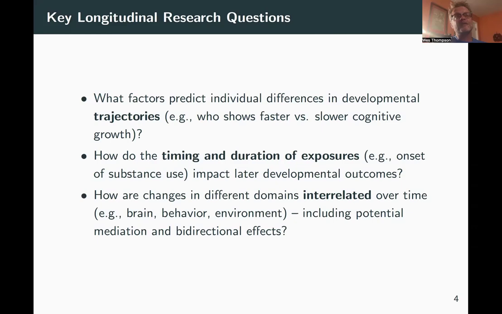Key questions in this last one, the interrelated associations among different trajectories, include mediation analysis, which I'll cover in a little bit more detail, and also bidirectional effects, where you have processes which impact each other over time. And so both of these are key developmental questions that arise from longitudinal data sets.